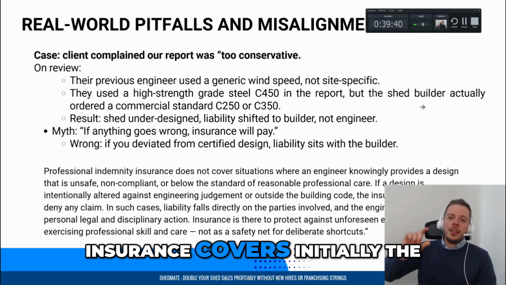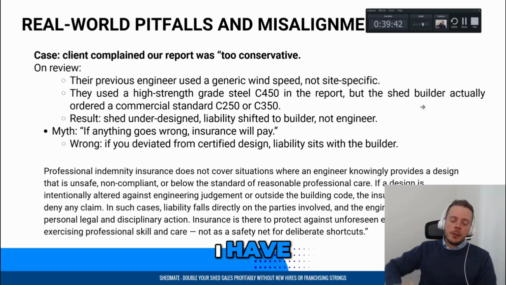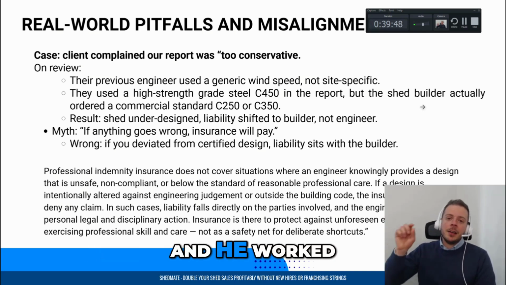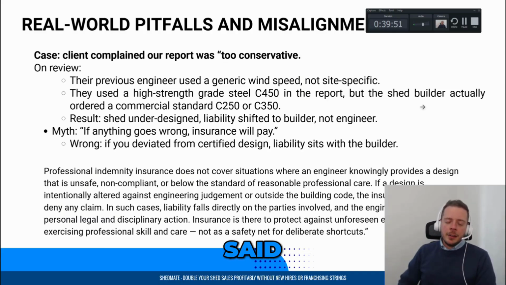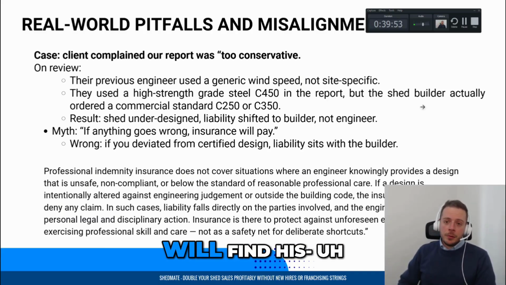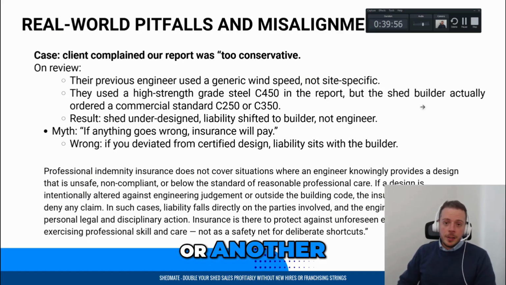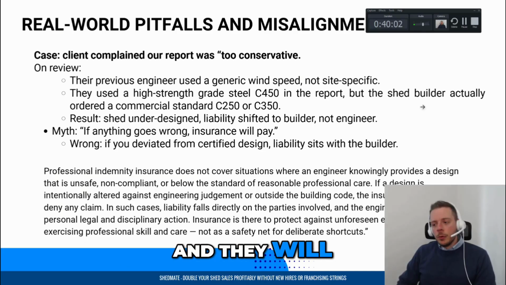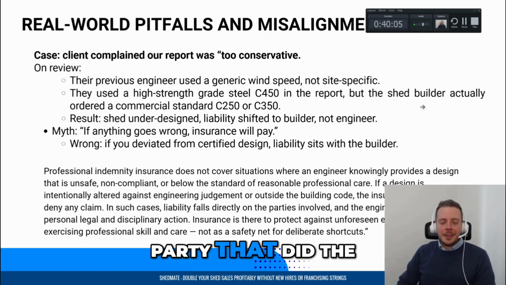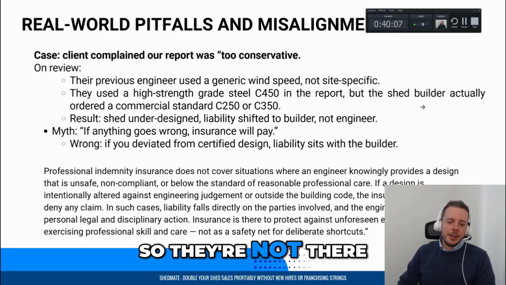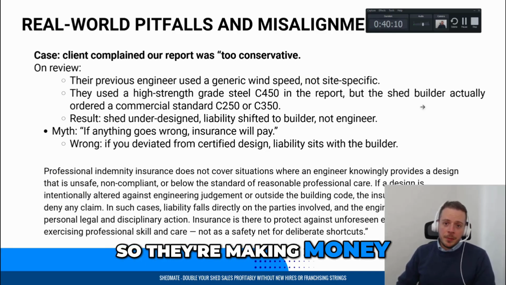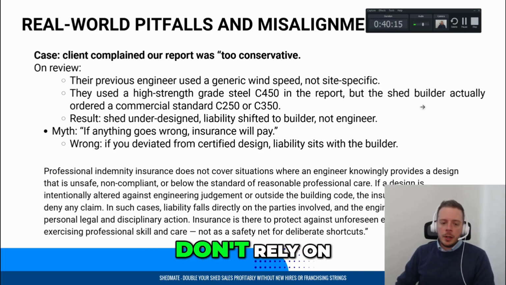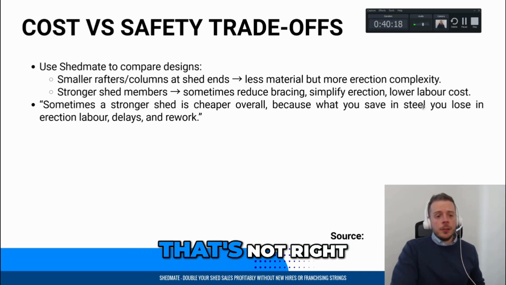And even if the insurance covers it initially, I have spoken with one of our independent engineers in our network for Shedmate, who worked before at an insurance company, and he said, look, the insurance company will find the money in a way or another. They'll assess, they'll get the reports, they will try to understand what went wrong, and they will go to the party that did the wrong part and ask for their money there. They're a business, so they're making money, right? So they'll find the way. That generally doesn't work well, guys. So don't rely on insurance, because that's not right. Okay.